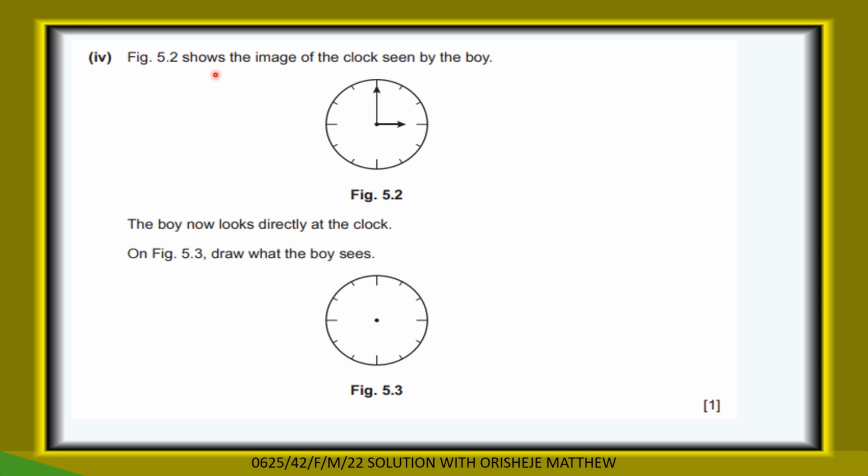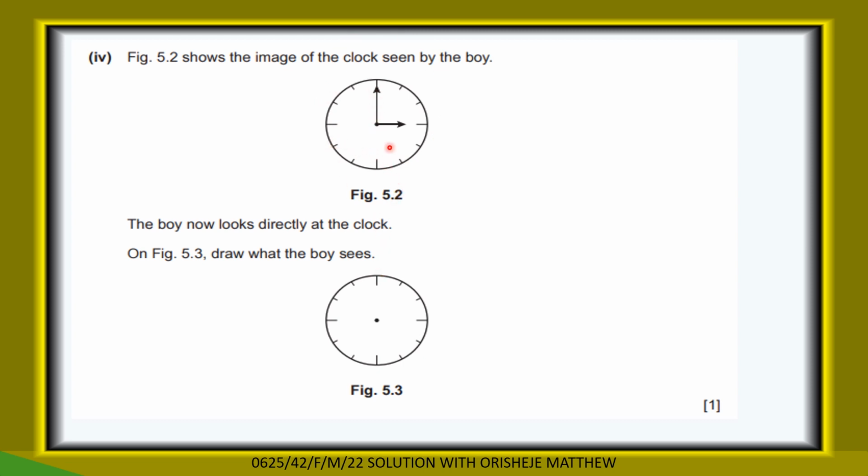Figure 5.2 shows the image of the clock seen by the boy. So the time is reading 3 o'clock, but the boy now looks directly at the clock. Draw what the boy sees. So this is just critical thinking, trying to assess your understanding of the property of the image formed by plane mirror.